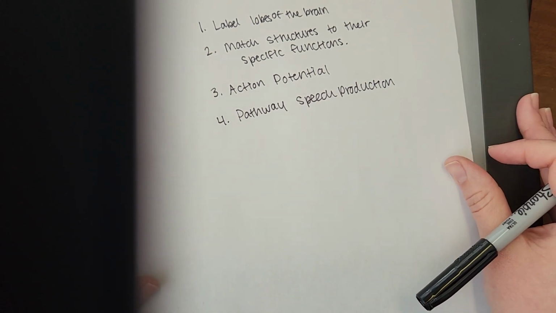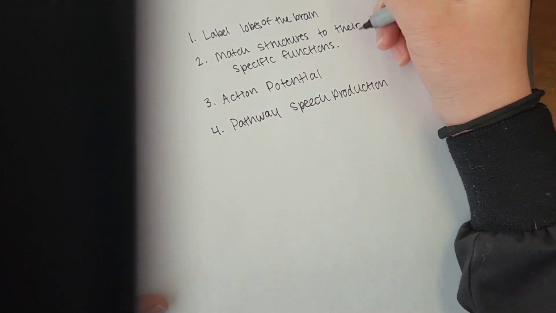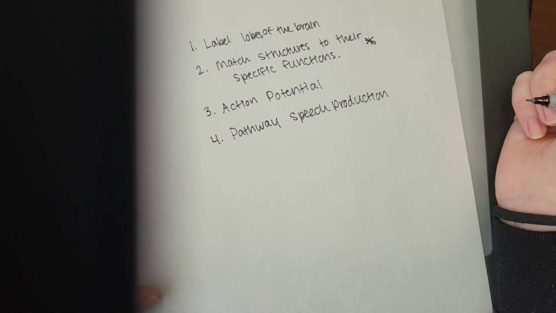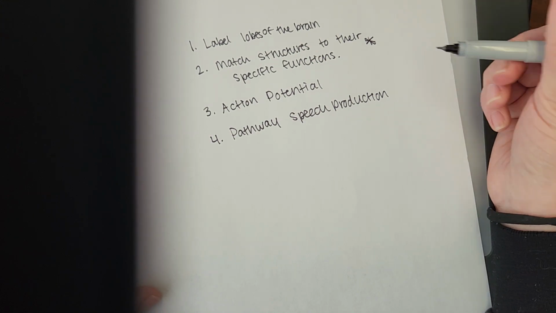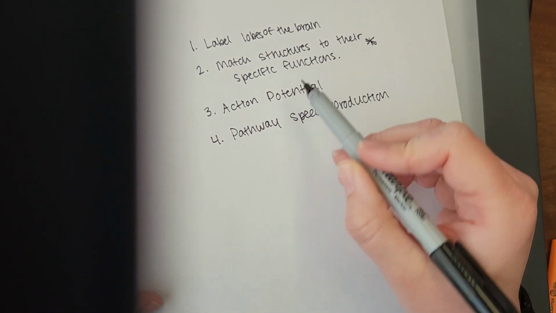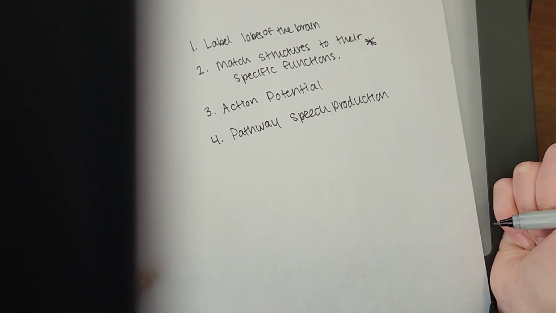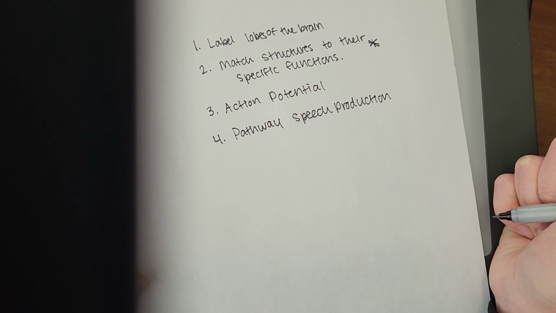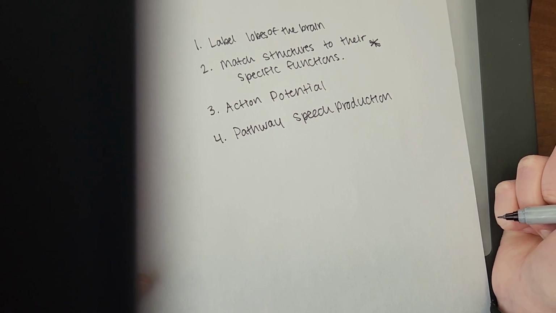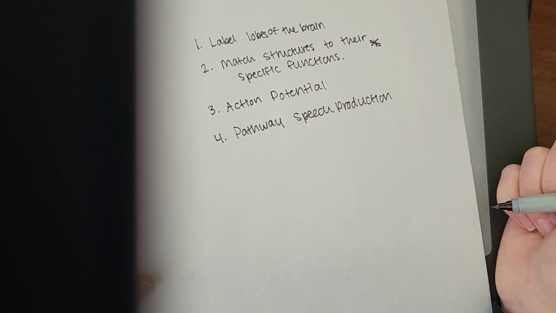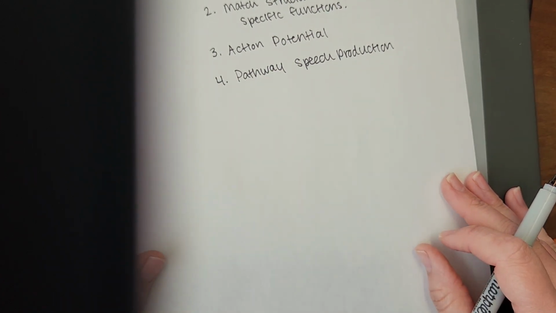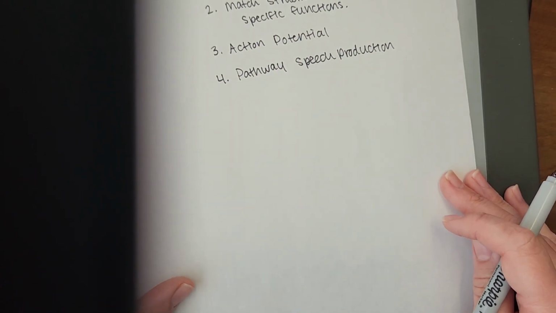Okay? Along with matching the structures to their functions, that's when we're going to get into the few disorders that we talked about. So for example, we talked about with Parkinson's, the specific structure that's affected is the basal ganglia. So just be familiar with what structures of the brain are impacted by those different diseases that we talked about. Let's quickly go through the pathway of speech production, just so that we're all on the same page.